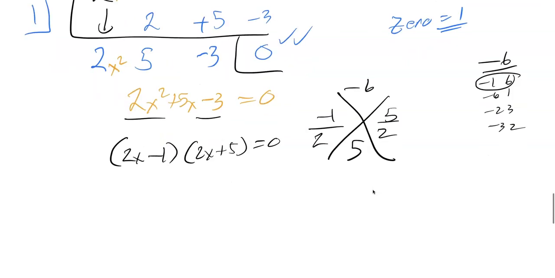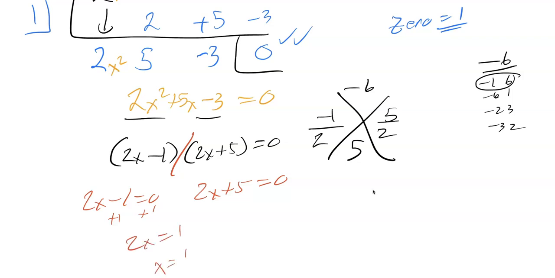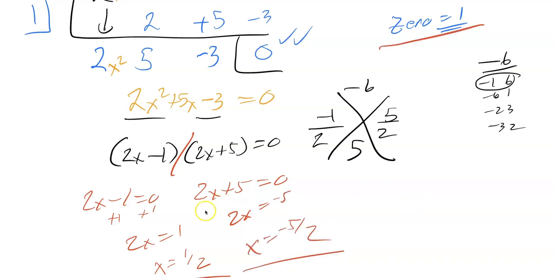And we still got to solve it, so split and solve. Then solve it here, so 2x equals 1, x equals 1/2. 2x equals negative 5, x equals negative 5/2. So there are 3 zeros. And that's the lesson.